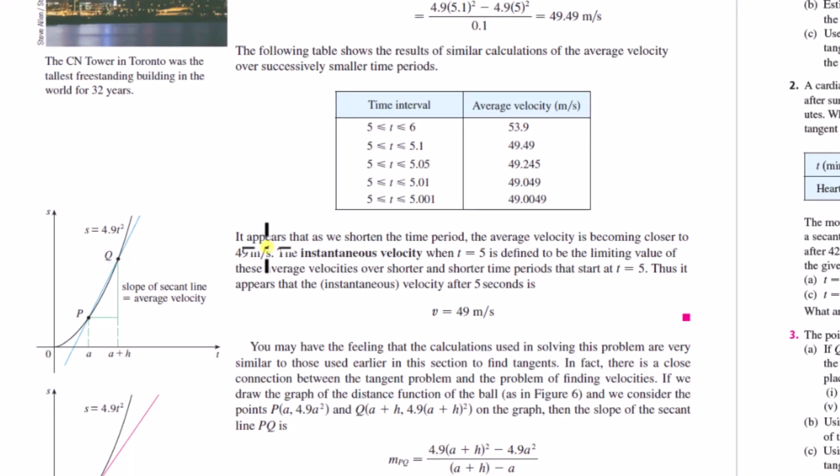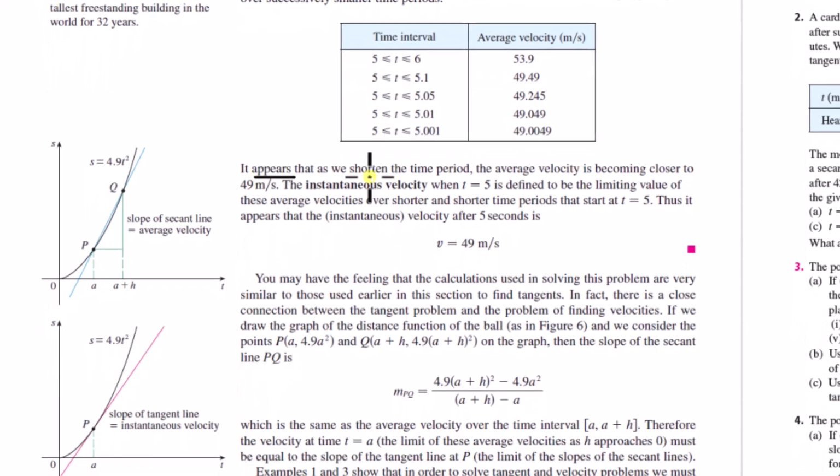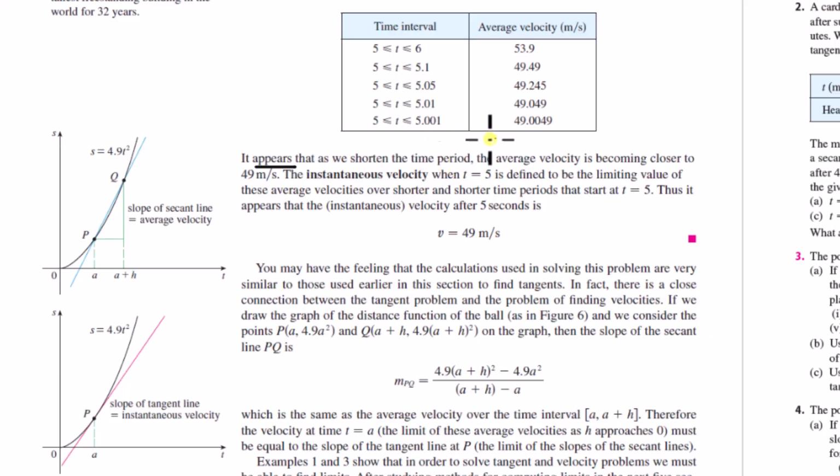It appears that as we shorten the time period, the average velocity is becoming closer to 49 meters per second. We could do the same thing coming from below. Take the change in position at time t equals 5 with respect to time t equals 4.99999, divide that by 5 minus 4.99999, whatever we chose, and see if coming from below we're also approaching 49, or are we getting something like 48.99999?